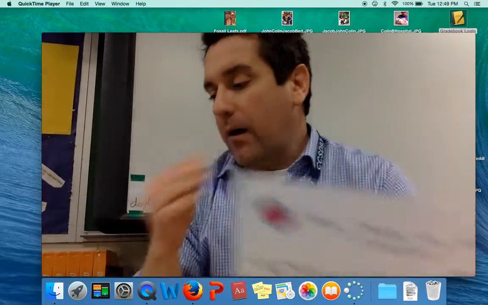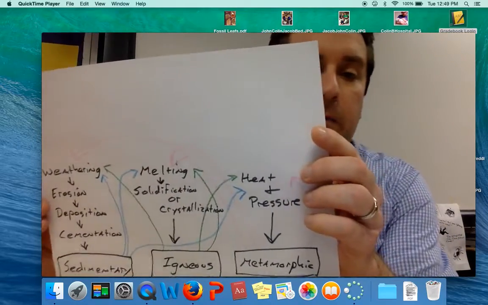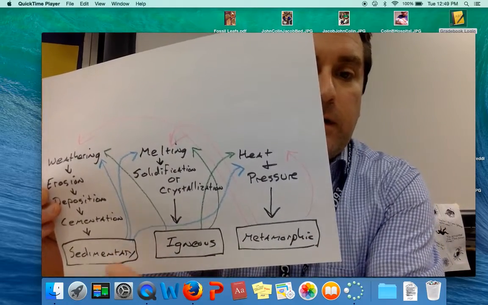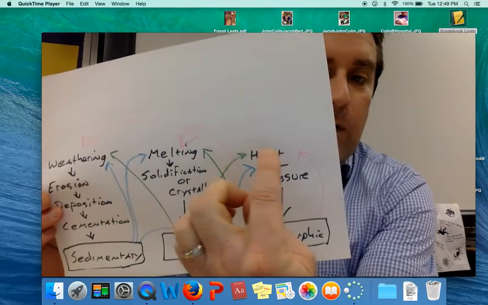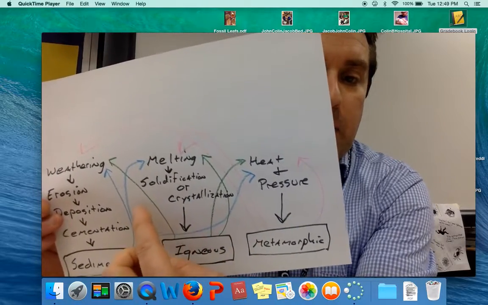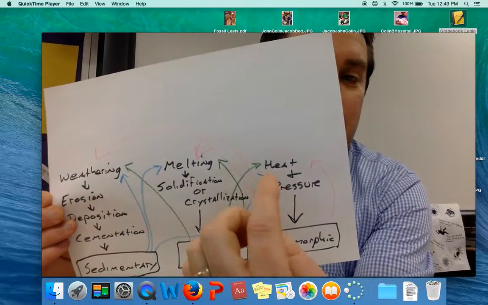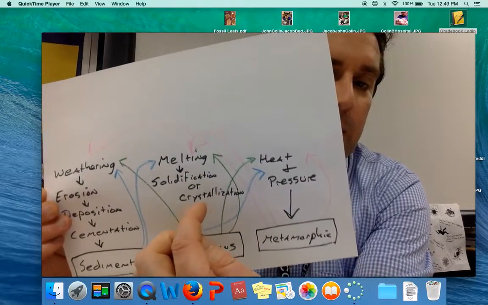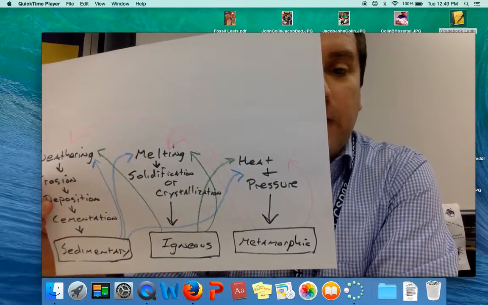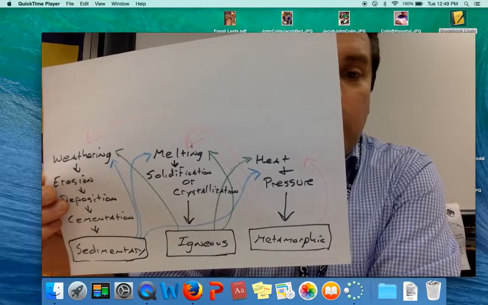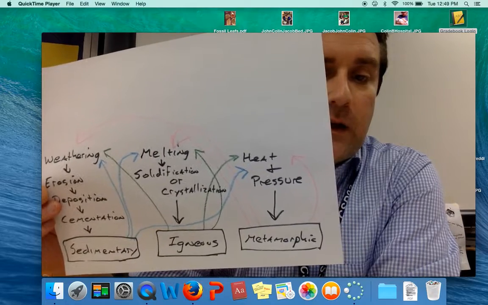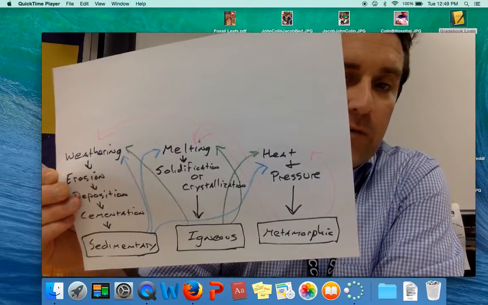Okay? Now, the rocks can go in a couple different directions. So a sedimentary rock down here could then melt or go through heat and pressure. It could melt and become an igneous rock eventually, or that sedimentary rock could go to heat and pressure and become a metamorphic rock. Same thing with an igneous rock. An igneous rock could go through weathering and erosion and deposition and cementation to become sedimentary, or an igneous rock could go through heat and pressure and become metamorphic.